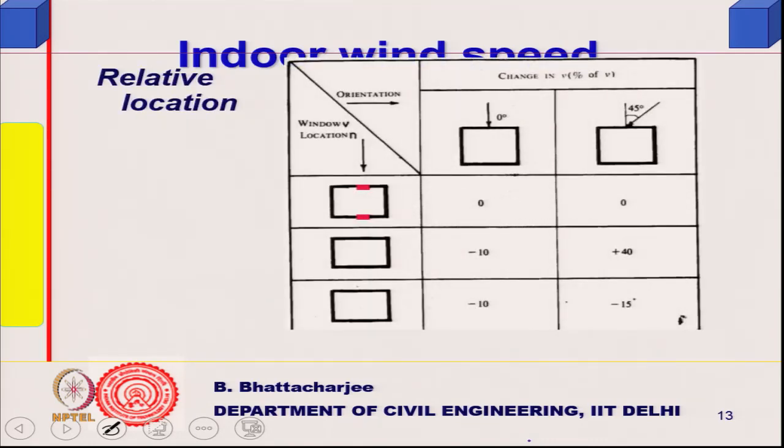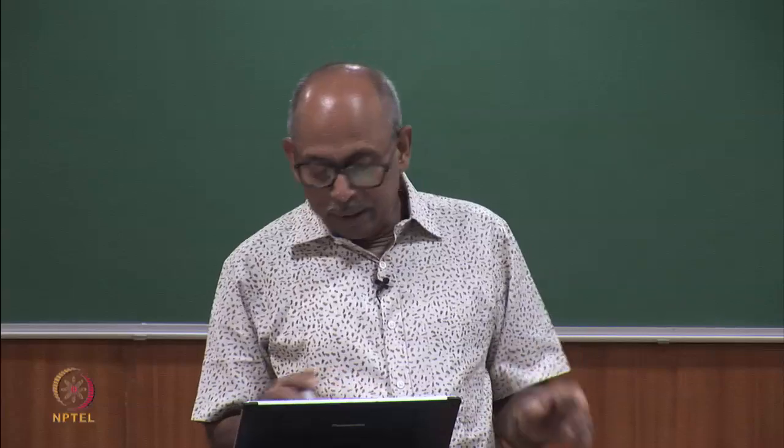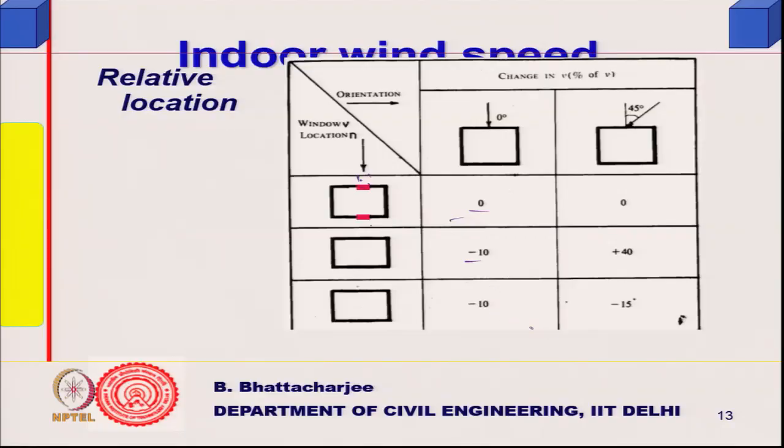Then it says relative location of windows. There is a huge table, I just picked up a portion of the table from SP 41. If I have window locations facing each other, no correction. These corrections are additive corrections. So far all the corrections are multiplying. These are additive, plus 10%, minus 10%: reduce the value by 10, increase the value by 40.